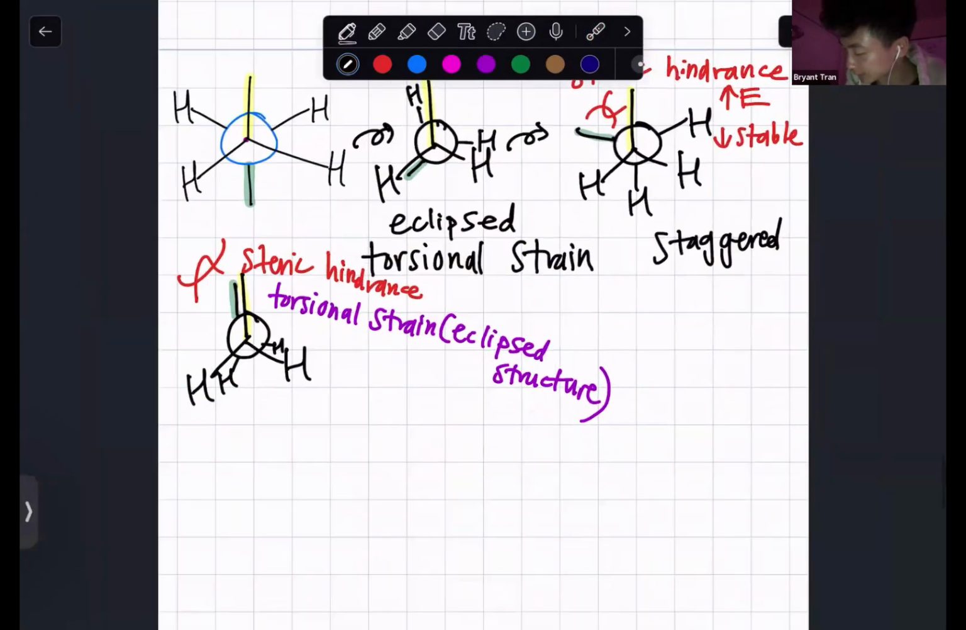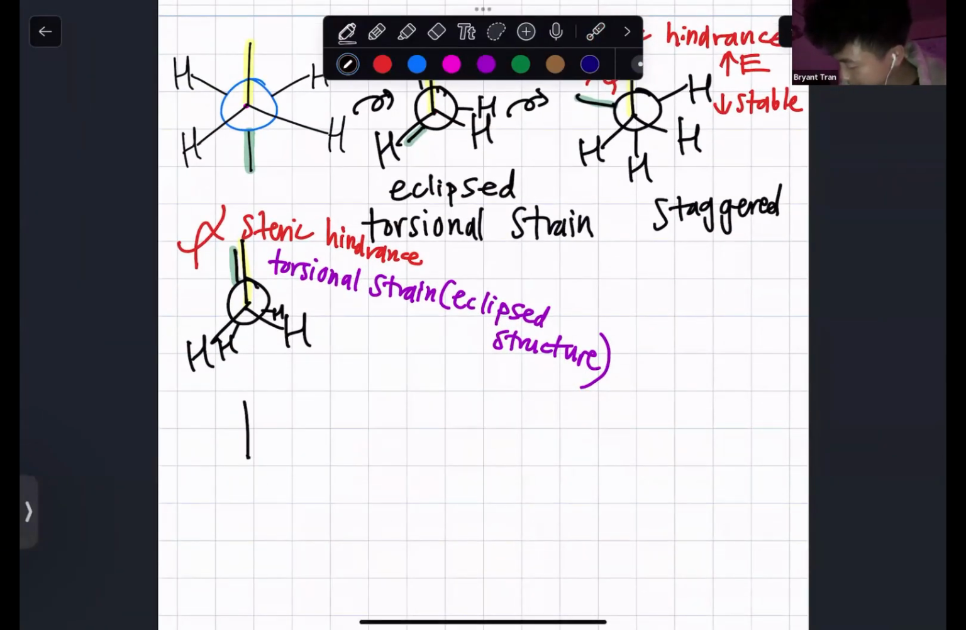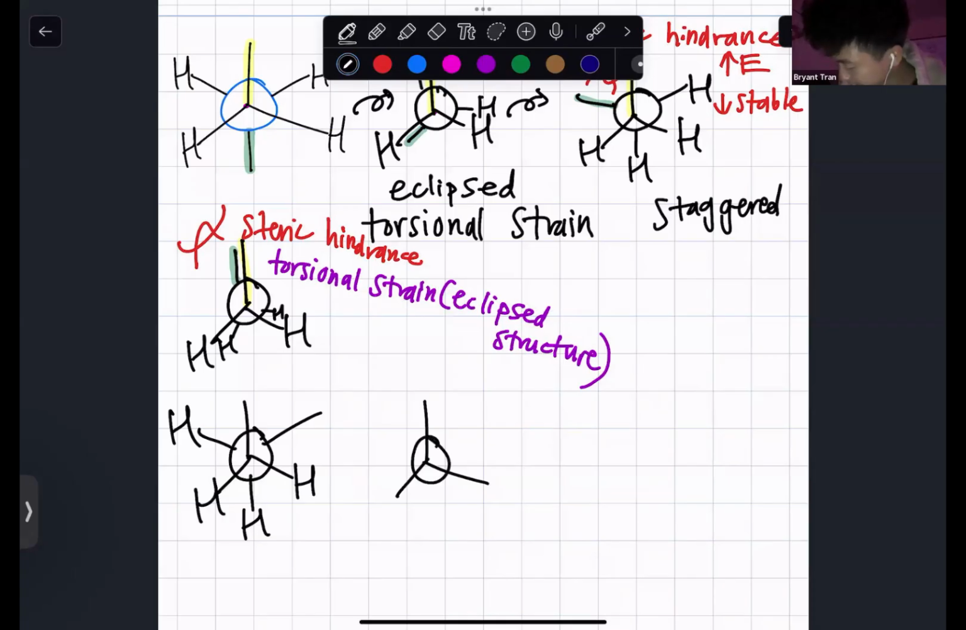Now I'm going to rotate it again, keeping everything in the front the same, to get this right here. And I'm going to draw two more to complete the whole cycle. And then this is going to be the last one right here.